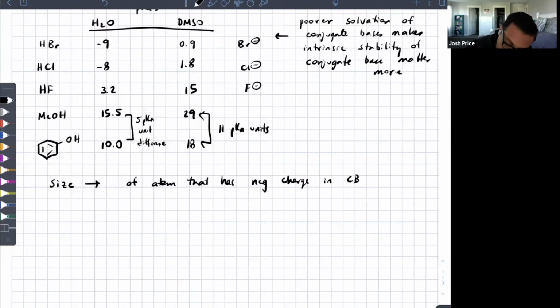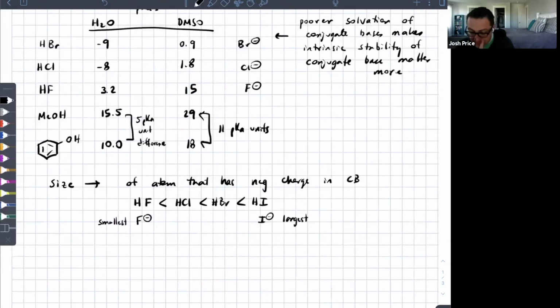we can say that HF is less acidic than HCl, which is less acidic than HBr, which is less acidic than HI. And that tracks with I minus being the largest conjugate base and F minus being the smallest conjugate base.